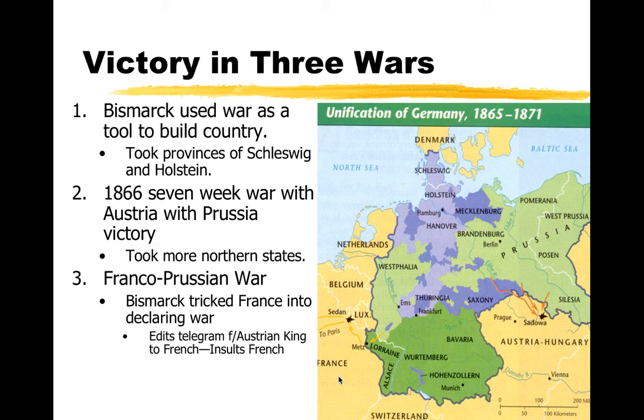So basically, what he did was he intercepted a telegram that was coming from Austria, the King of Austria, to the French and the French ambassador. And in that telegram, he edited it to make it look like the Austrian king was insulting the French ambassador. All right. The French, when they finally got the letter, they were so upset that they declared war against Austria.